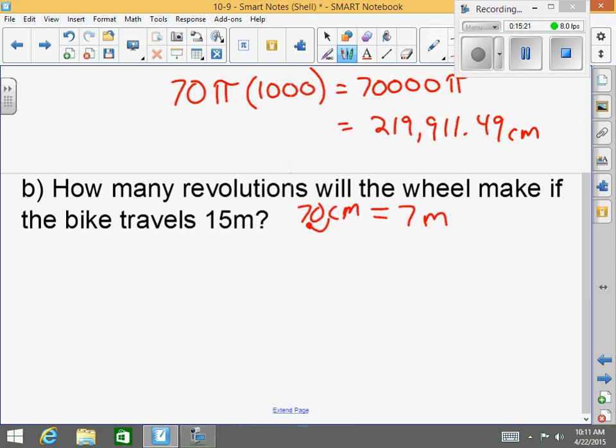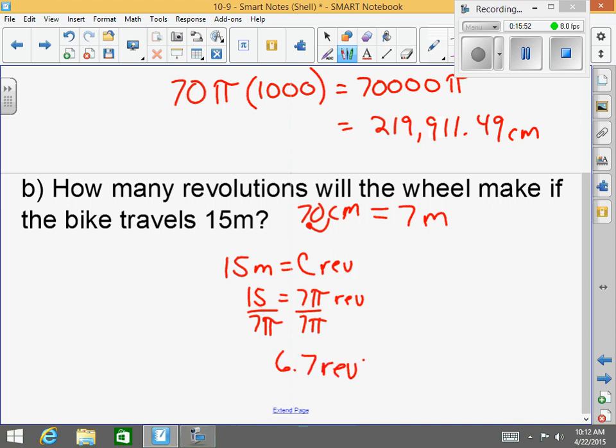No excuses. 15 meters, that's the total distance that it traveled, equals the circumference times revolutions. 15 equals 7 pi times the revolutions. Divided by 7 pi, 15 divided by 7 pi equals 6.7 revolutions, not 67. That is my bad.